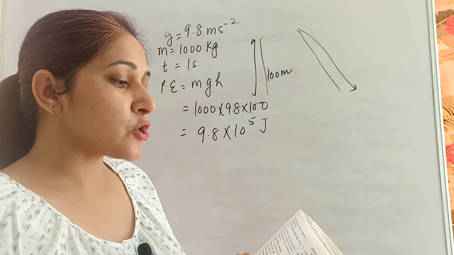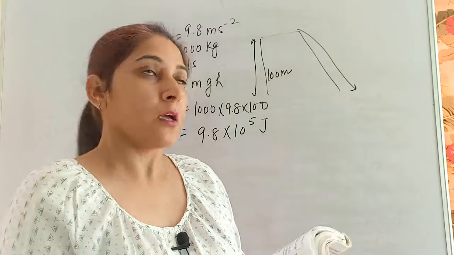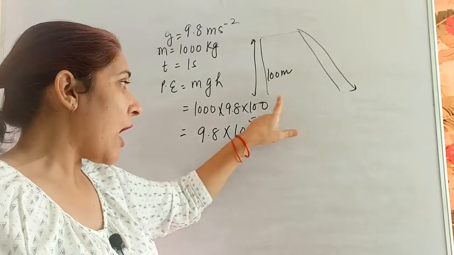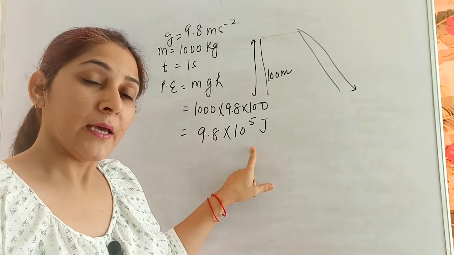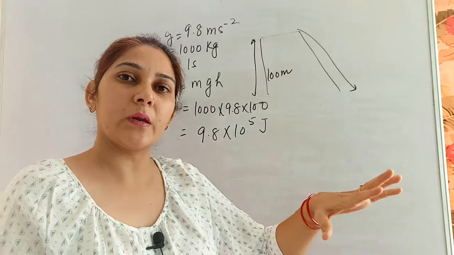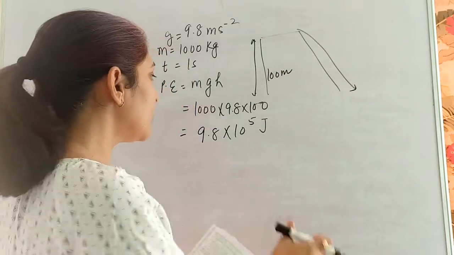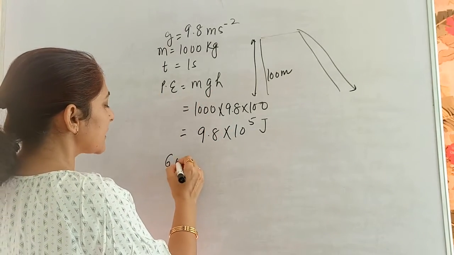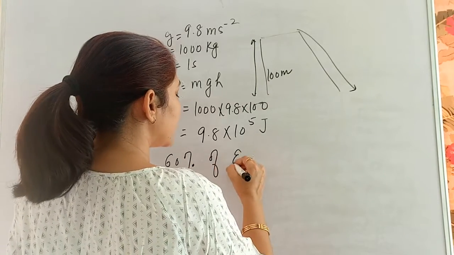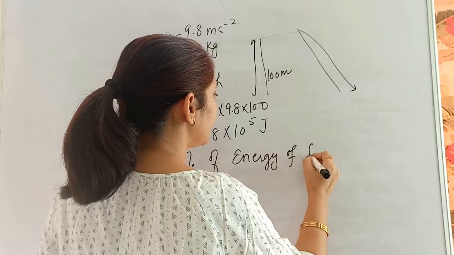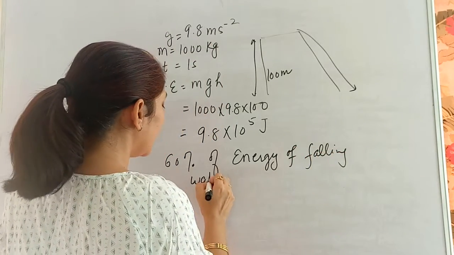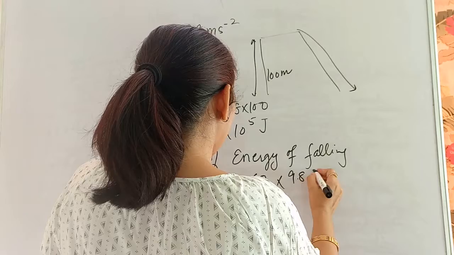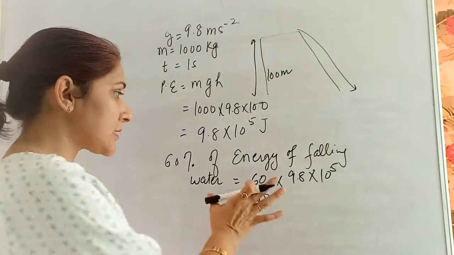Fine. Now the second is, assuming that 60% of the energy of the falling water, whatever energy this water is having, how much was it? This much, which we calculated. Out of this, 60% of the energy is converted into electrical. Only 60% is converting into electrical, the rest will not be. So out of this, 60% of this energy will be converted into electrical. So let's find out what the 60% will be. 60% of energy of falling water is equal to 60 by 100 into 9.8 into 10 raised to the power 5. This is the 60% of this.